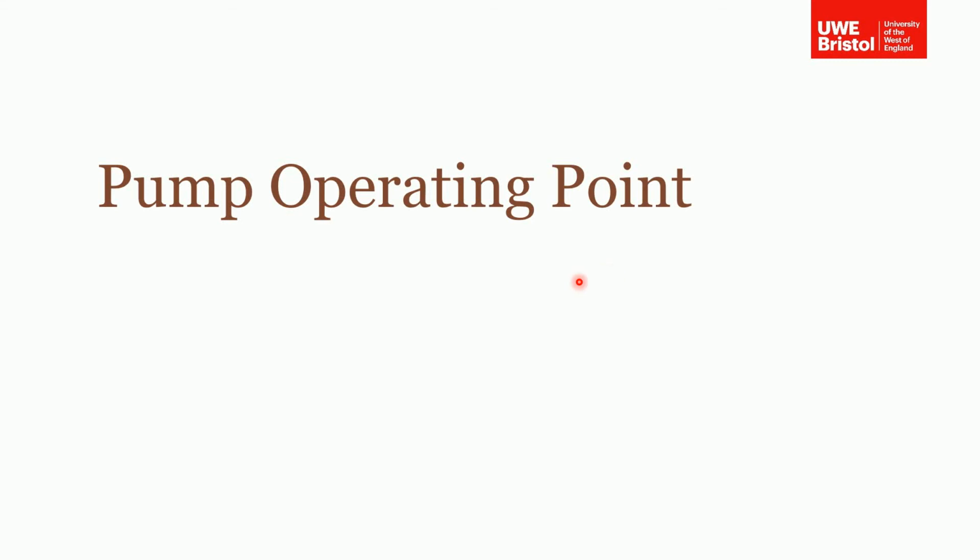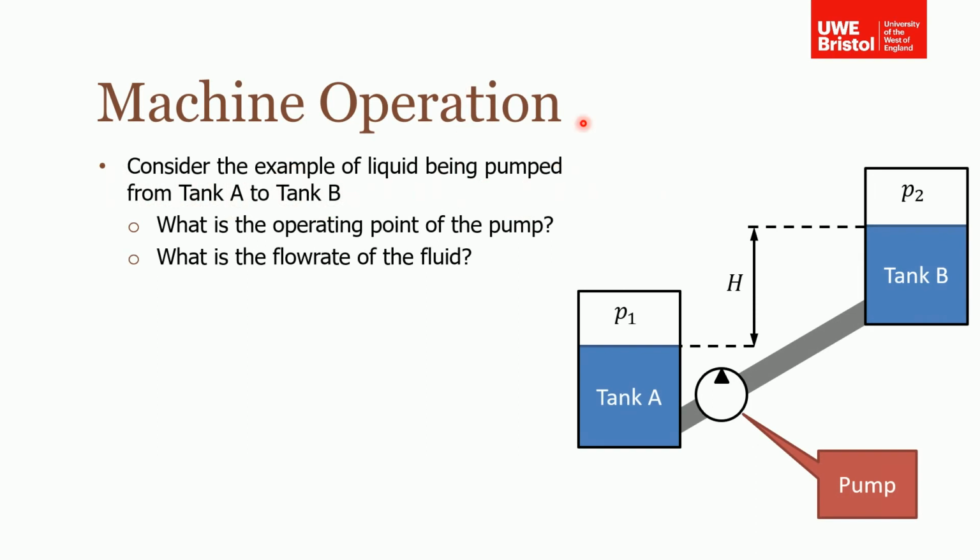In this section, I'm going to show you how to find the pump operating point, which will then allow you to determine the volumetric flow rate for the pump for a particular pipe network. To do this, I'm going to consider a generic example and then show you how to solve it in a generic way so that you can apply it to the particular problem you have.